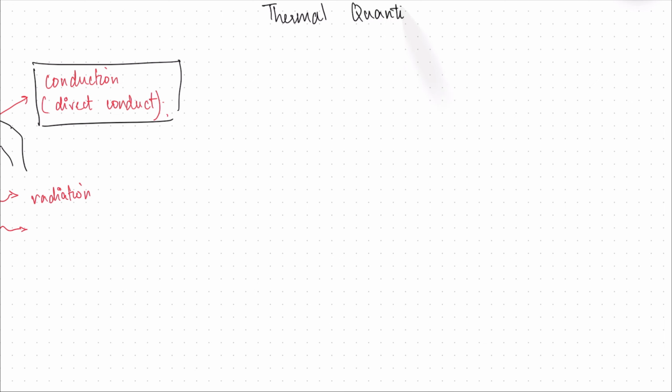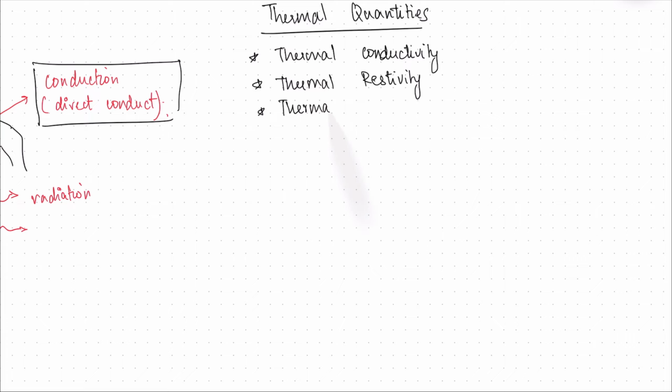There are four main thermal quantities. So you have thermal conductivity, thermal resistivity, thermal transmittance, and thermal resistance. Now let's start with thermal conductivity.